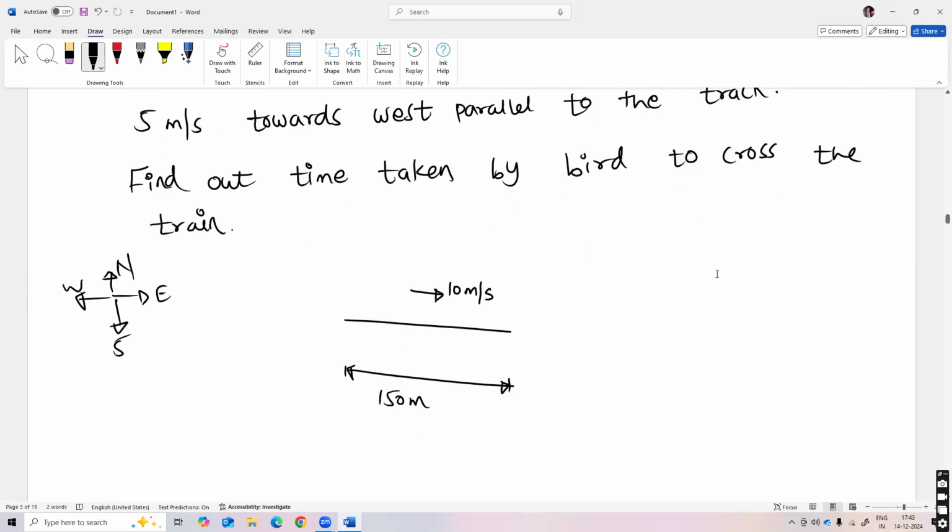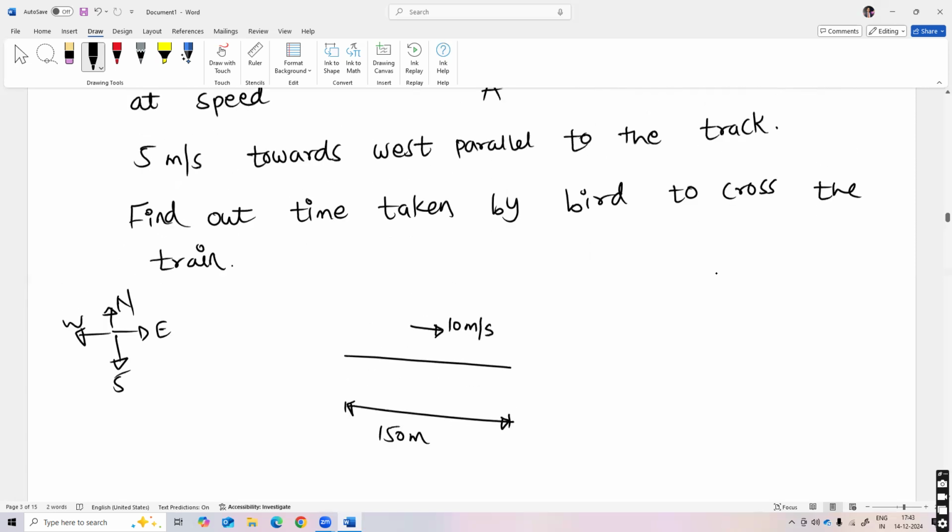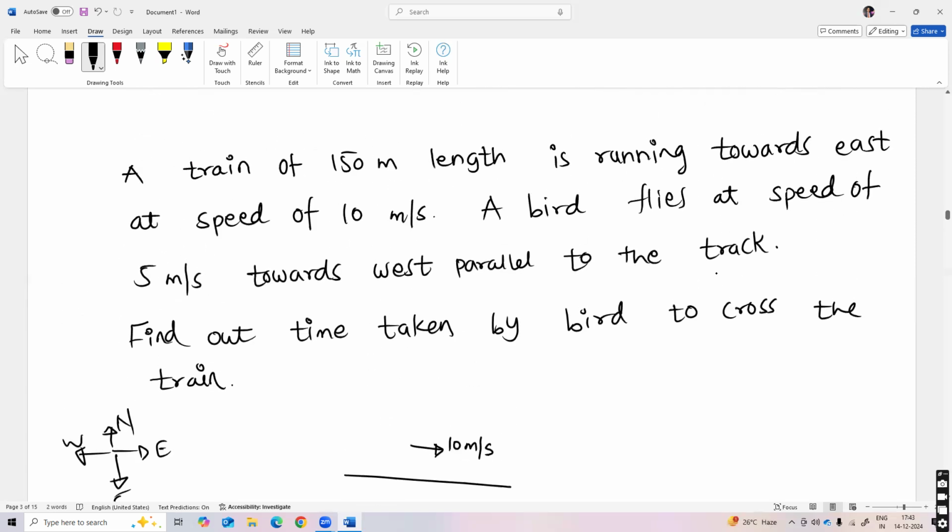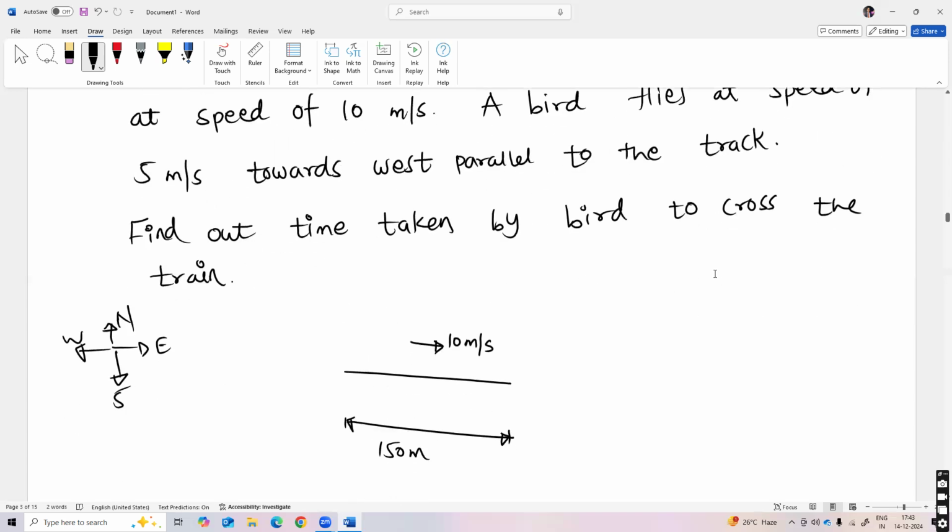Now there is a bird which is flying at 5 meter per second towards west, parallel to the track. So let's say here is a bird, which is a point, and it is moving at 5 meter per second towards west. You can see the direction here. This is west, this is east. And parallel to the track.